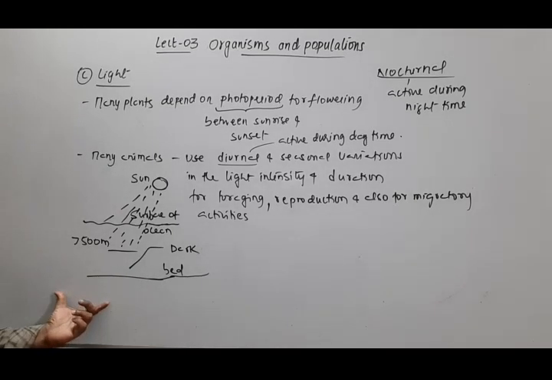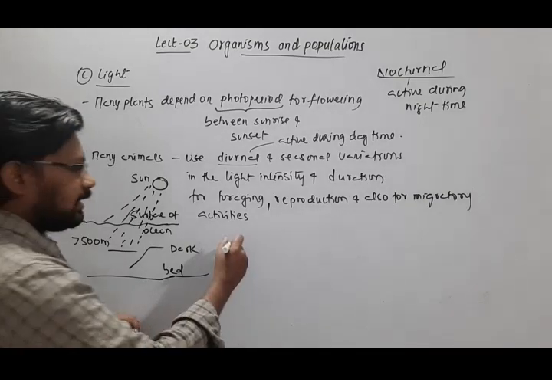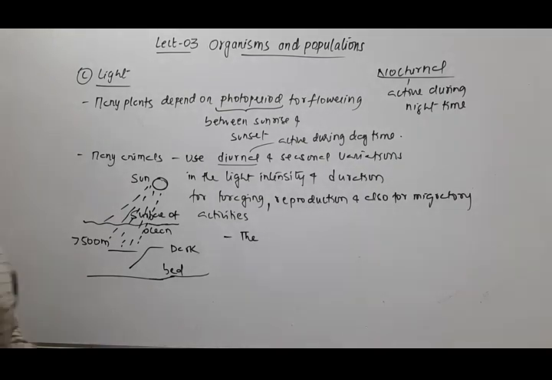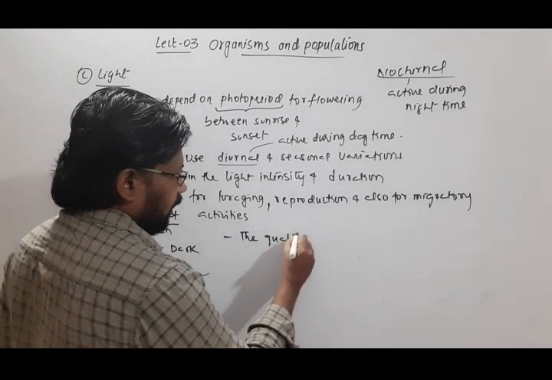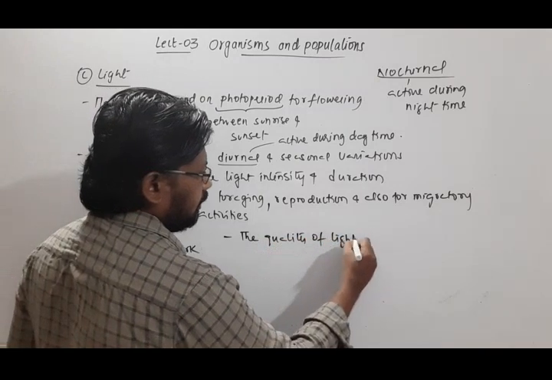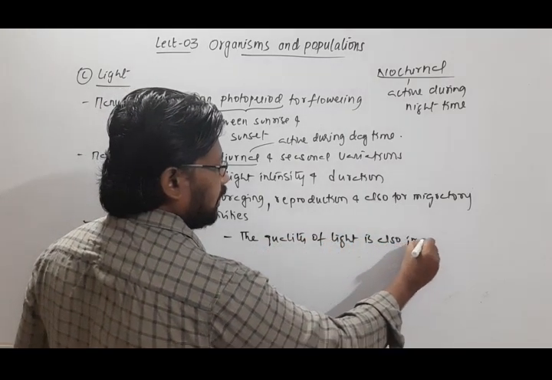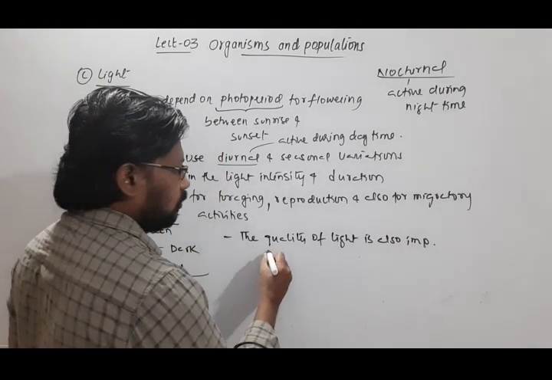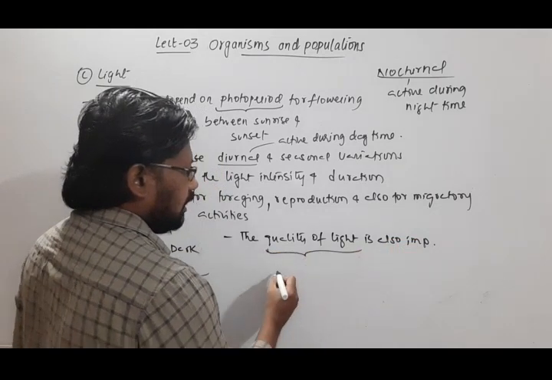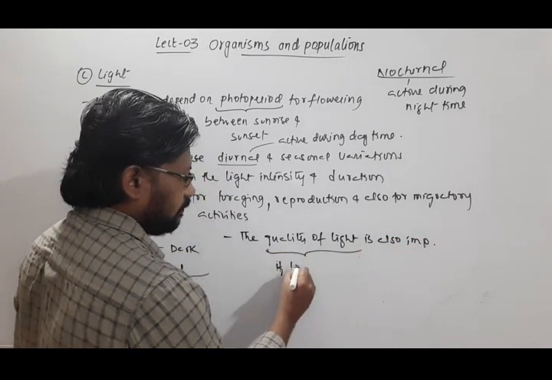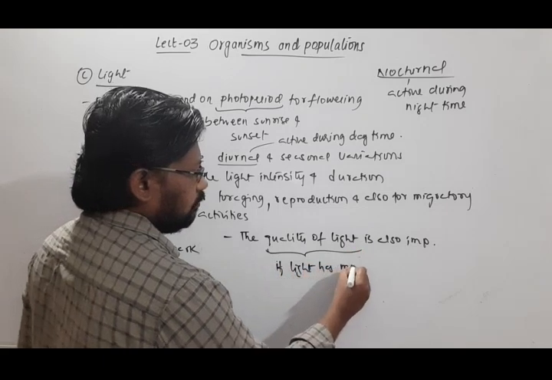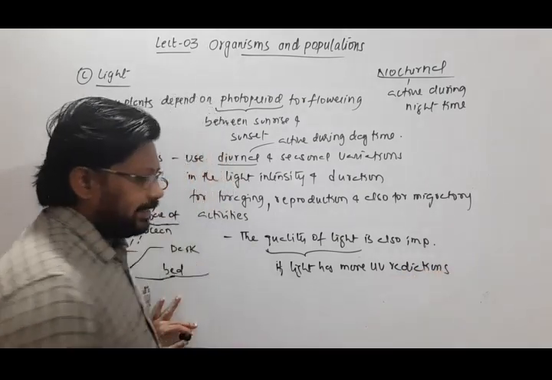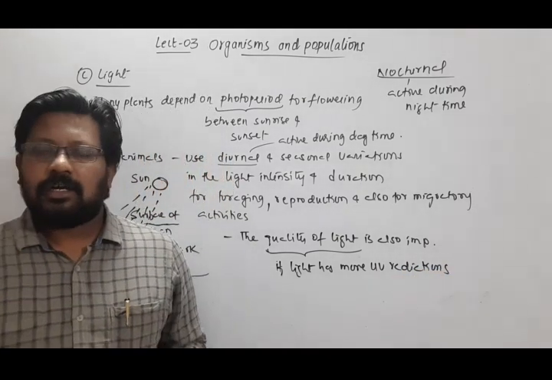And okay, so this is one point, and one more point is that the right quality of light is also important. Say that the light has more UV radiation. If light has more UV radiations, then we know that the UV radiations can cause damage to the organisms.